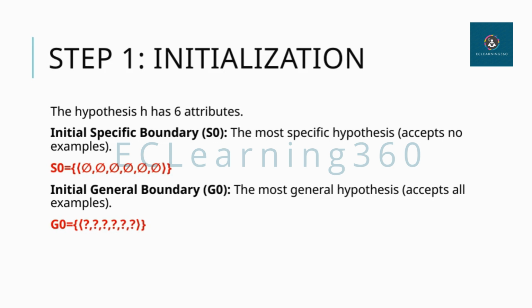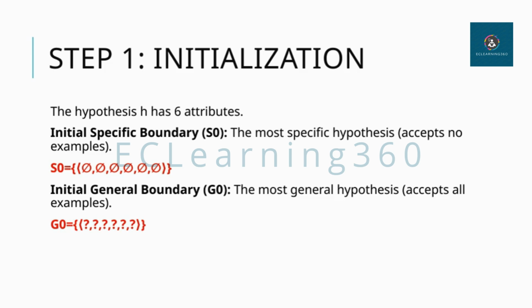Here, we're working with a hypothesis that has 6 attributes. The idea is to set our boundaries for the hypothesis space right at the beginning. First, we have the initial specific boundary, or S0. Think of this as the most restrictive hypothesis possible. It accepts no examples at all. It's represented as empty values, meaning all attribute values are empty or undefined. This makes sense because, initially, we don't want to accept anything until we learn more.